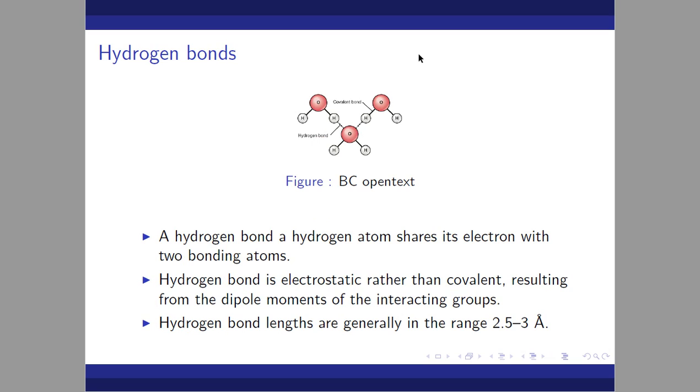So next is the hydrogen bond. As we know, the hydrogen bond will do the bonding between these two molecules. The hydrogen atom shares its electron with two bonding atoms. A hydrogen bond is electrostatic rather than covalent, resulting from the dipole moment of the interacting groups. Hydrogen bond lengths are generally in the range of 2.5 to 3 angstrom. Greater than that, there will be no hydrogen bond.